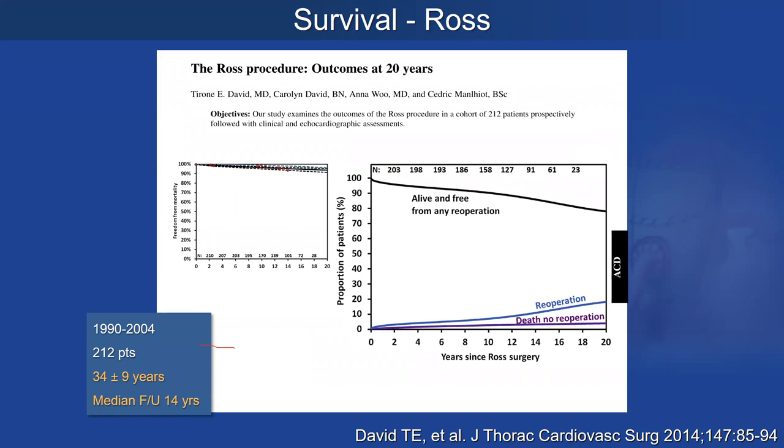In fact, when they updated the data to 20 years, again, survival on the left-hand side is exactly identical to the general population. And importantly, looking at survival free from reoperation on the right-hand side, you can see that it's mostly driven by reoperation versus death, as opposed to what I showed you earlier, where the survival free from reop was mostly driven by death rather than reoperation. And I'm sure if you ask any patient, they'd rather be alive and reoperated than dead and never have a reoperation. Although most patients are still alive and free from any reoperation in this series.